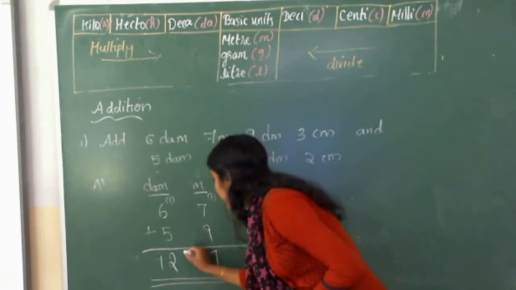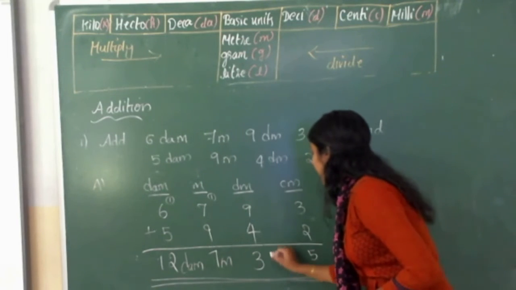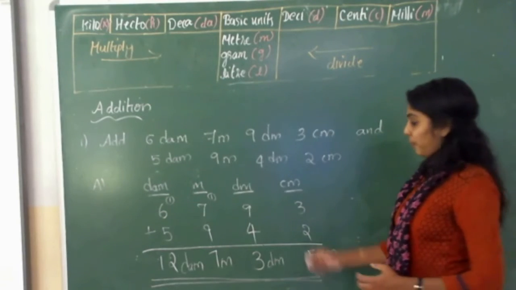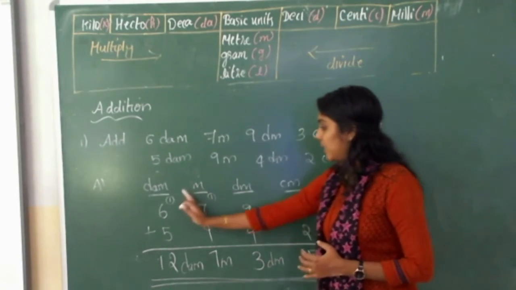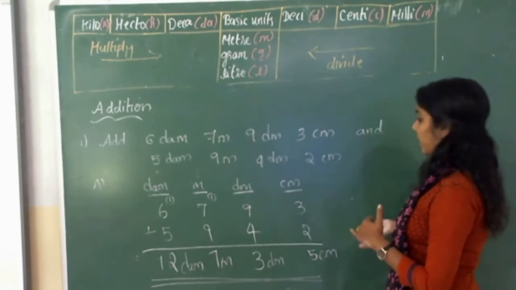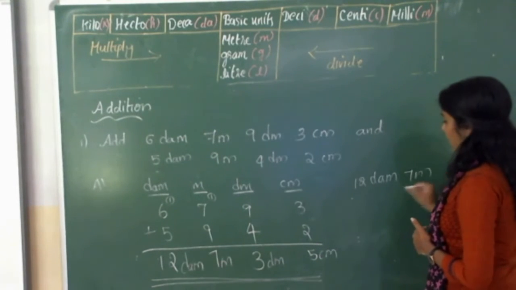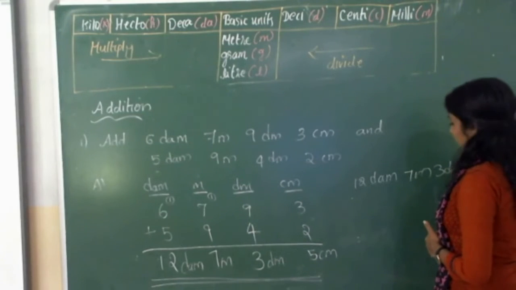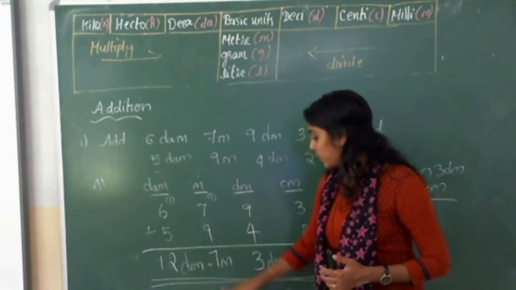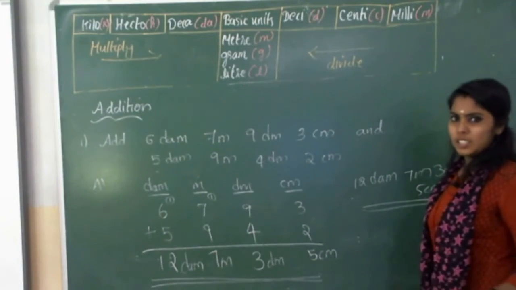Below this you can write, otherwise here itself you can write 12 decameter, 7 meter, 3 decimeter, 5 centimeter. Before adding this, leave some space in between each and every one. Otherwise, at last you can't write here, or you will have to rewrite the answer again. 12 decameter, 7 meter, 3 decimeter, 5 centimeter. Then no need to put the addition sign or anything in between. This is the answer. Okay, it's very easy.